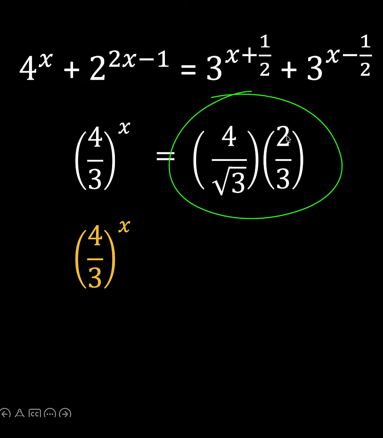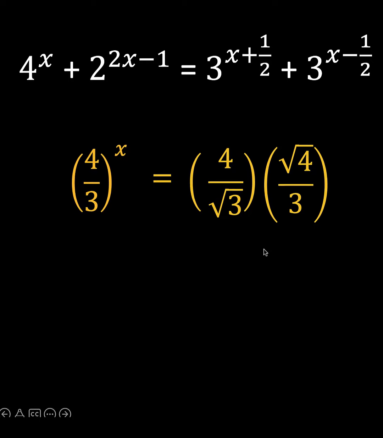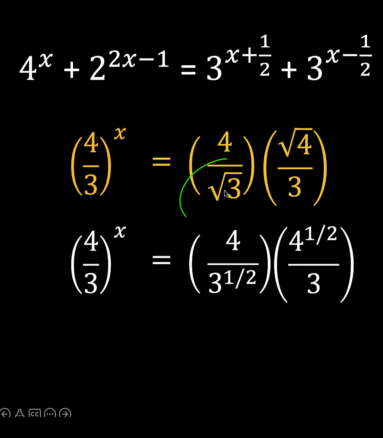And we can accomplish that by noting that 2 is just the same as square root of 4. So notice that you now have 4 times square root of 4 over square root of 3 times 3. So that we can see clearly what property we are going to use here, we can write that in fractional exponents. So in fractional exponent, square root of 3 is 3 raised to 1/2. Square root of 4 is 4 raised to 1/2. And notice that you now have the same base here, 4, and the same base, 3.